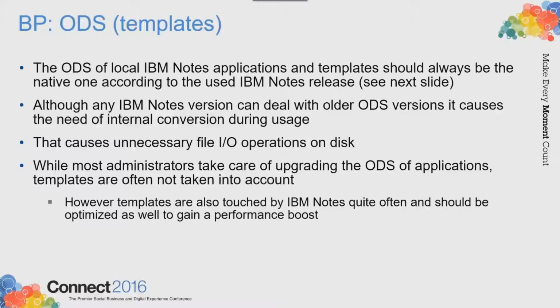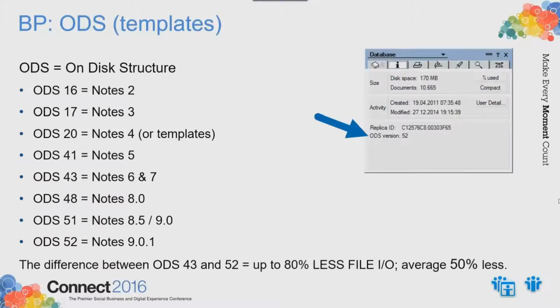What you need to know is, we know that all Notes clients are capable of dealing with older ODS databases as well as templates. So if you try to open an ODS 20 database, which was from Notes 4, in your Notes 901 client, you end up with no issues. That works just fine. However, the thing you need to know is that Notes is internally converting this to its own native ODS, which in 901 is 52. So let's focus on that slide real quick. This is a list of all the different Notes ODSs that existed in the past. You can check out which ODS the database is on by bringing up the properties of the application or of the template and checking the info tab about the ODS version.